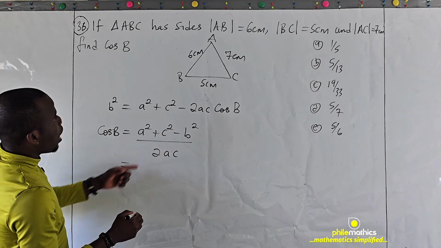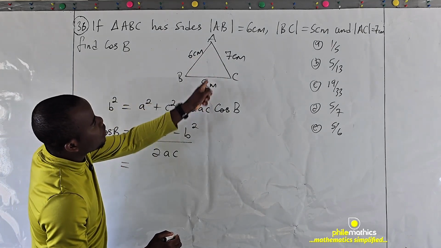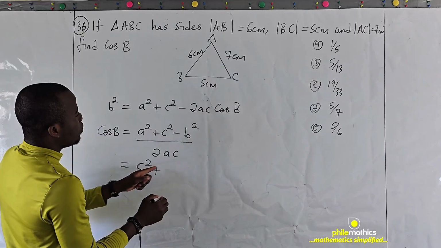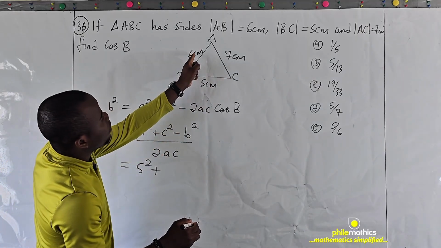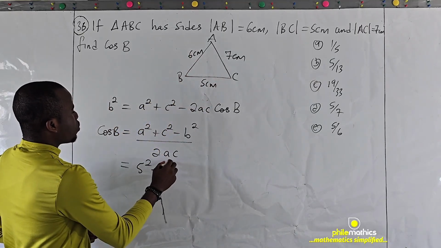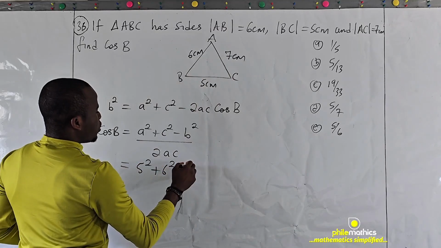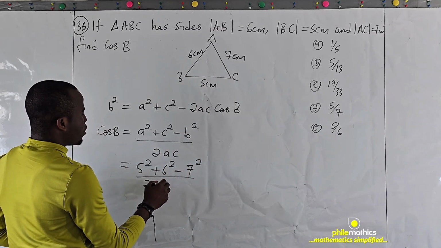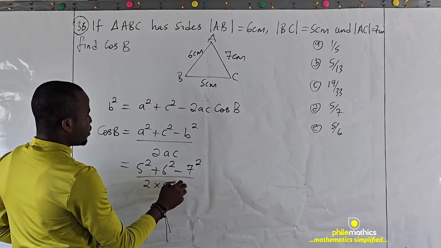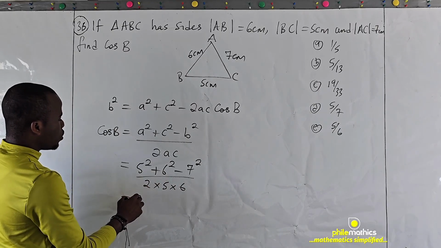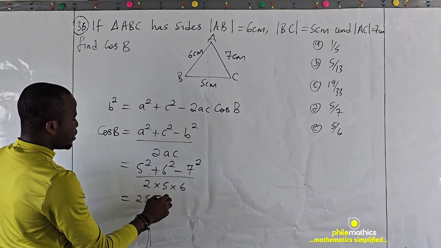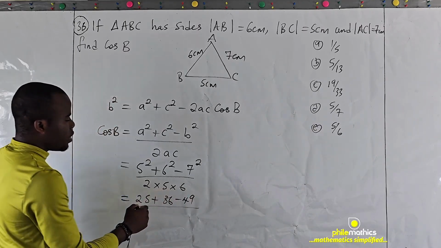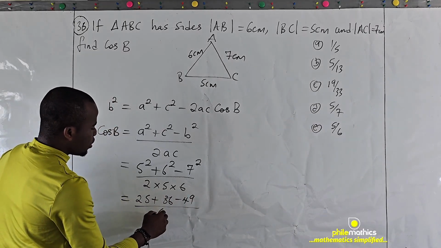And so our a is the side facing this angle, which is 5 squared, plus our c, the side facing this angle, 6 squared, minus b is 7 squared, over 2 times 5 times 6. 5 squared is 25, 6 squared is 36, 7 squared is 49. 2 times 5 is 10, 10 times 6 is 60.